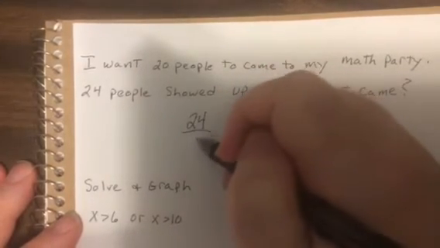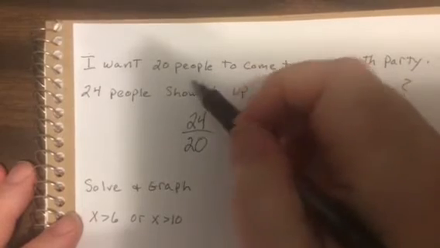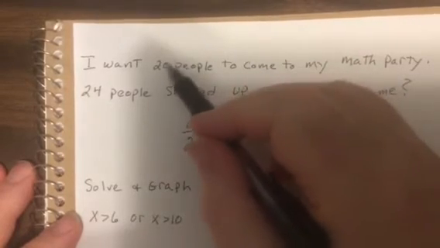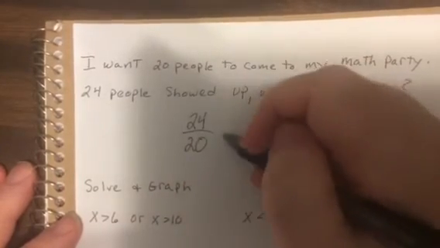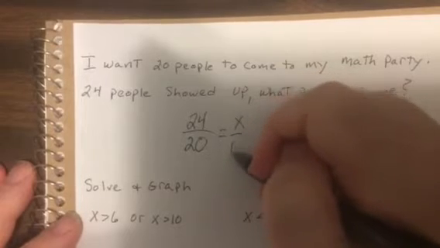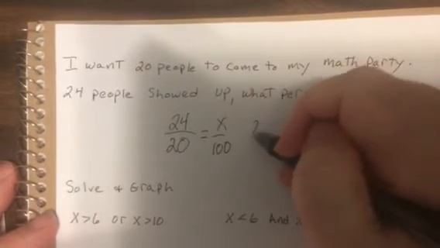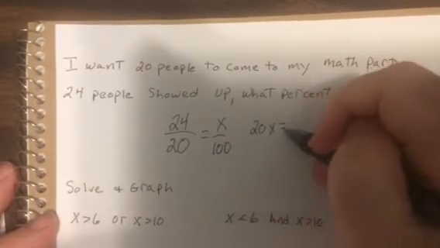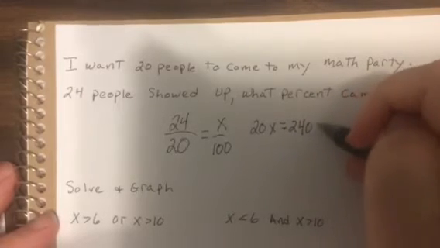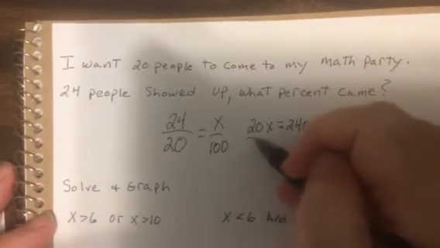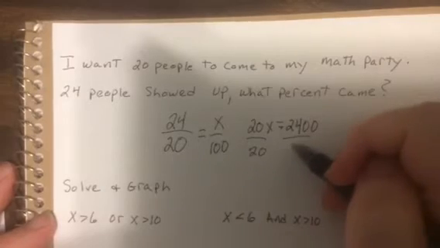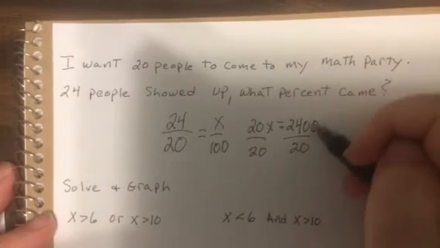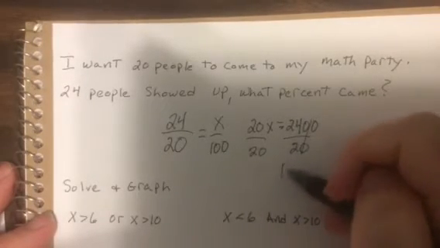24 is the part. 20 is the whole, because I wanted 20, so this is out of the 20. So this is going to be over 100%. So it's 20x equals 2400. So divide by 20. So zeros cross out. That'd be 120.